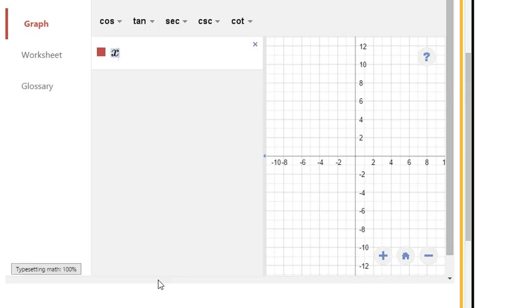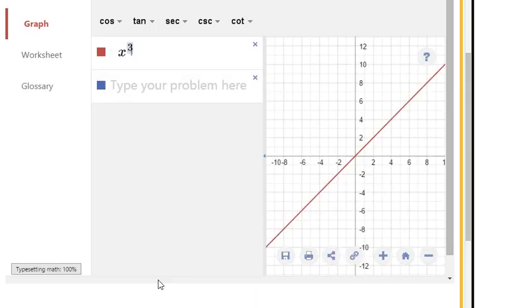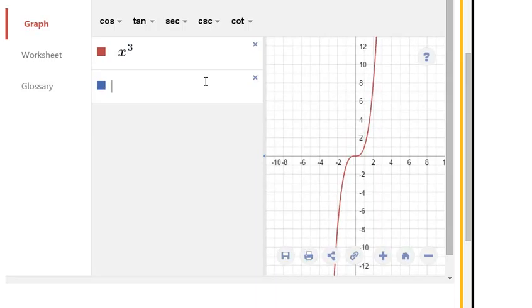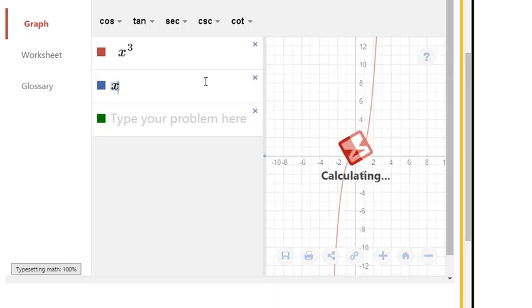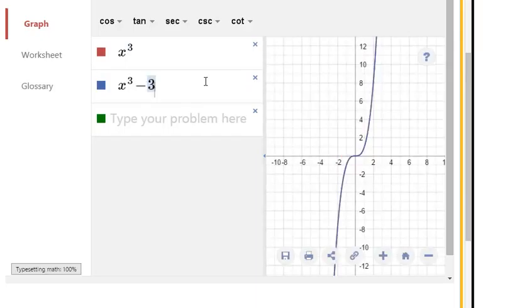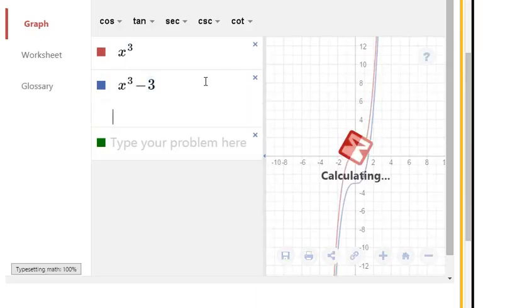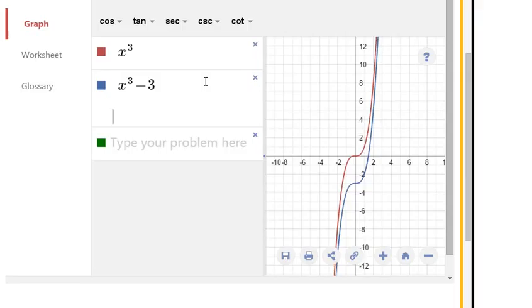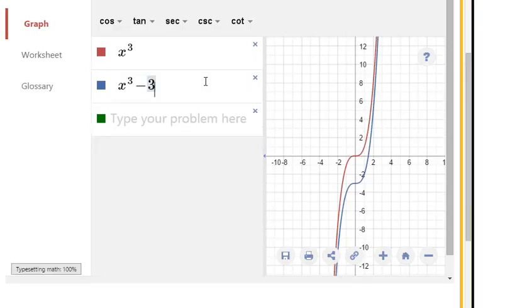So I'm going to say x to the third power, and then x to the third power minus 3. And see what it is? I mean, it's basically the same function. It's just slid down 3 units. Does that make sense? All right.